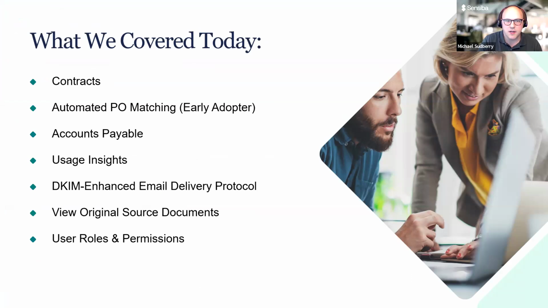So today we covered contracts, the new availability of pausing and resuming at mass, and then the availability of the contract dimension for revenue management clients, automated PO matching, accounts payable, credits feature enhancements, the usage insights report, the DKIM enhanced email delivery protocol availability in Sage, the original source documents right on your line items in purchasing and order entry, and then also some user role and permission updates.